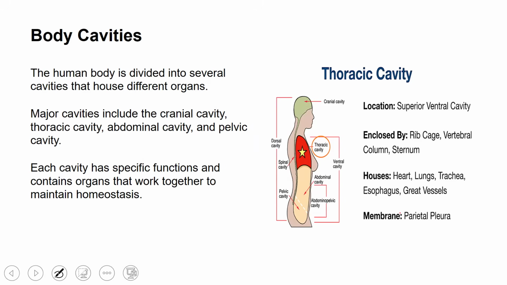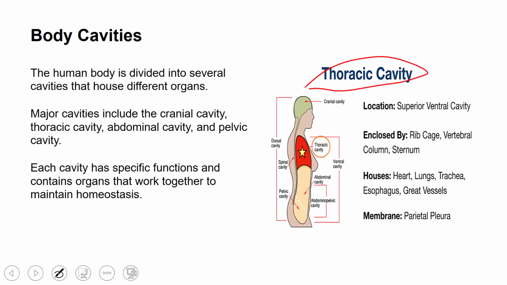The cavities are described as houses that accommodate different organs. And this is just a typical example of the thoracic cavity, which contains the rib cage and vertebrae, and of course we have the cranial cavity, which contains the brain. Each cavity has specific functions and contains organs that work together to maintain homeostasis. So that is what we need to understand.